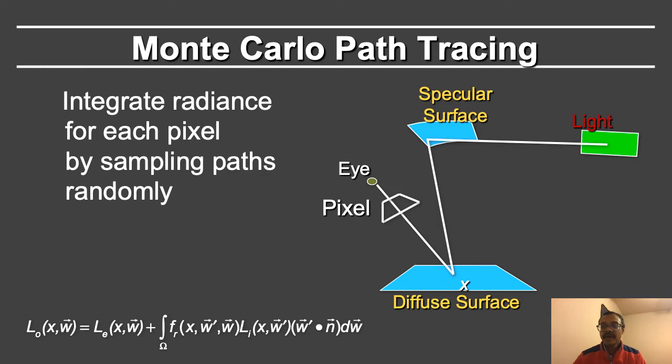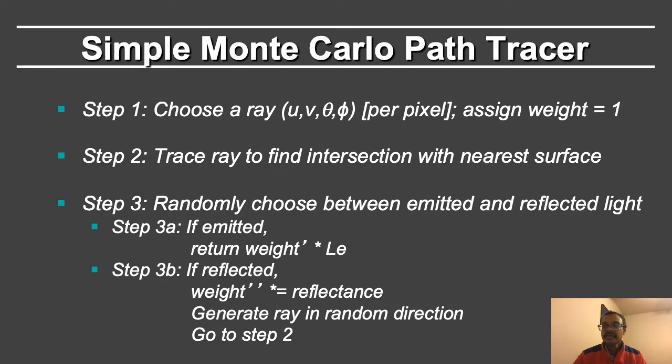The goal in Monte Carlo path tracing is to integrate the radiance for each pixel by sampling all paths of light from the light source to the viewer. For example, here is one path that goes from the light source, hits a specular surface, hits a diffuse surface, and then hits the eye. And this is a representation of the rendering equation, and we seek to consider all of the paths that the rendering equation encompasses.